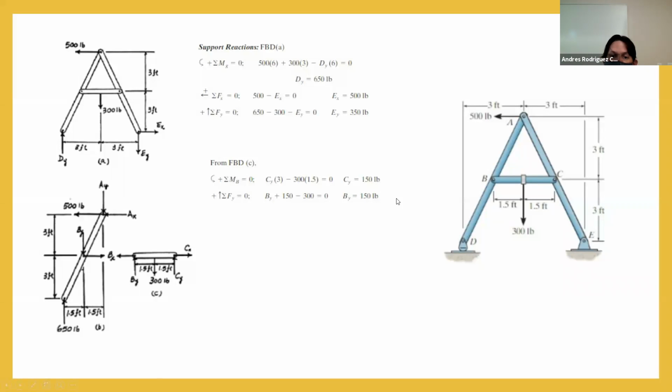So we solve for BY, and we obtain that BY is going to be equal to 150. Is that clear? Okay, perfect. After that, we are going to analyze the next body diagram, that is going to be this one.